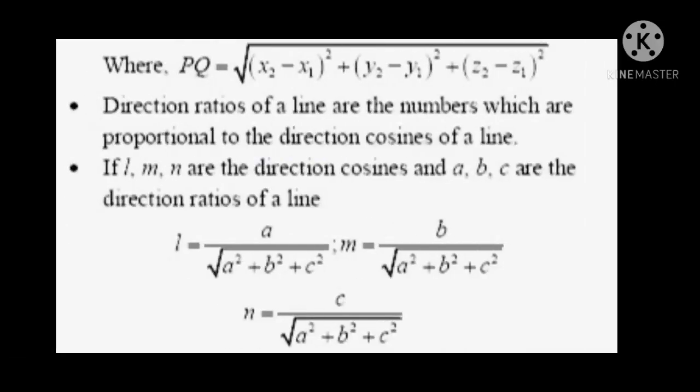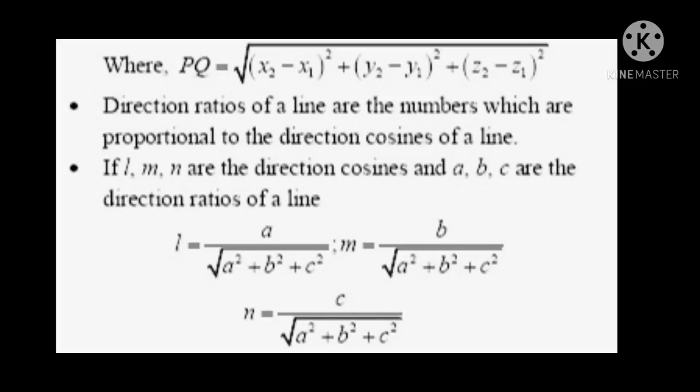So now coming to the next part, where I have told you that PQ is equal to the line segment distance from P to Q. We can find that, as in 2D vectors also, in a similar way: x2 minus x1 whole square plus y2 minus y1 whole square plus z2 minus z1 whole square, the whole to the power root, would give us the length of PQ.